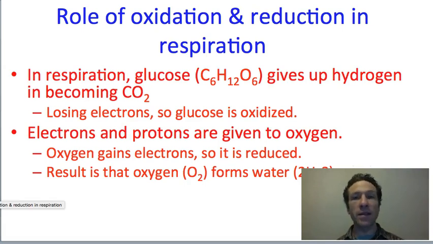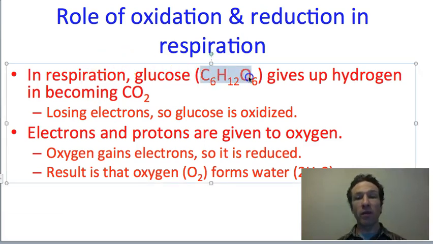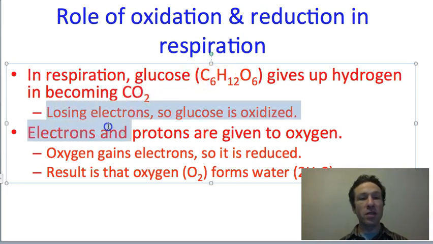Let's look at the role of oxidation and reduction in the process of respiration. In respiration, we are going from glucose, C6H12O6, to carbon dioxide. You can see that glucose has hydrogen, carbon dioxide lacks it. That means that in this process, we must be pulling off electrons from glucose. If glucose is losing electrons, it is becoming oxidized.